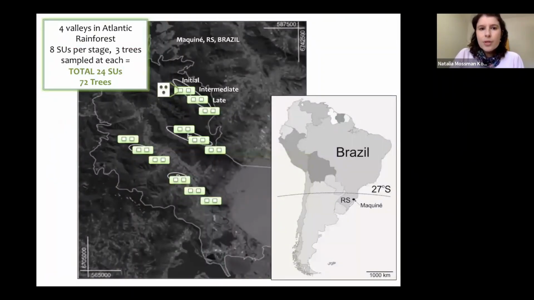We established our sampling units in 4 valleys in the city of Maquiné, South Brazil, state of Rio Grande do Sul, here in the map. These areas are composed by Atlantic Rainforest, and we had 8 sampling units per stage and 3 trees sampled at each sampling unit. In total, we had 24 sampling units and 72 trees sampled.